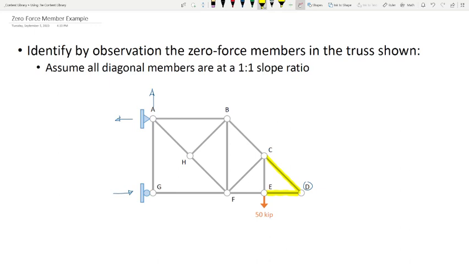Now, what can you see at joint G? There's no Y reaction. There's no vertical reaction. So if there's no vertical reaction, what does that tell me about the forces in this joint? What's going on with it? Which is the zero force member? AG. That's the zero force member. Zero force member. Does that make sense? Okay.